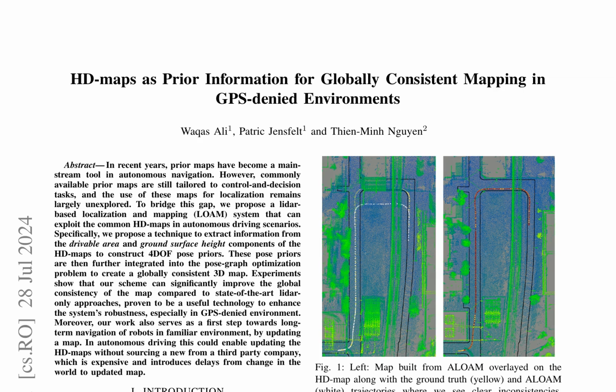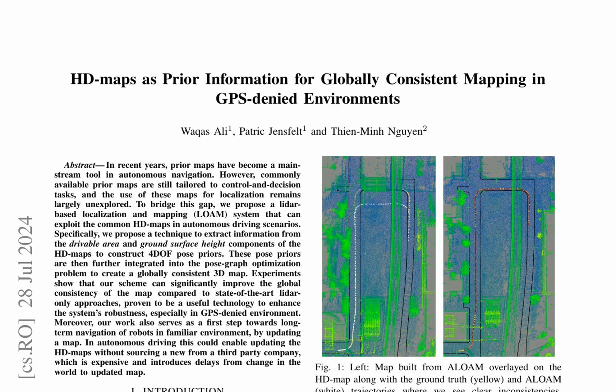Here is a combined summary of the two pages. This paper proposes a lidar-based localization and mapping (LOAM) system that exploits HD maps in autonomous driving scenarios. The system extracts information from the drivable area and ground surface height components of HD maps to construct 4 DOF pose priors, which are then integrated into the pose-graph optimization problem to create a globally consistent 3D map.